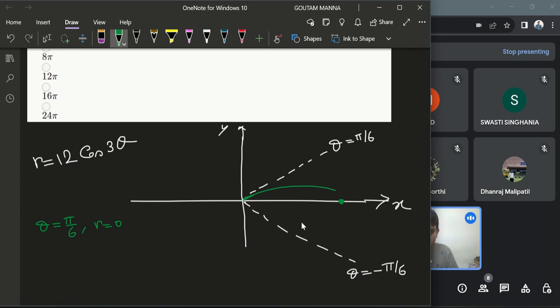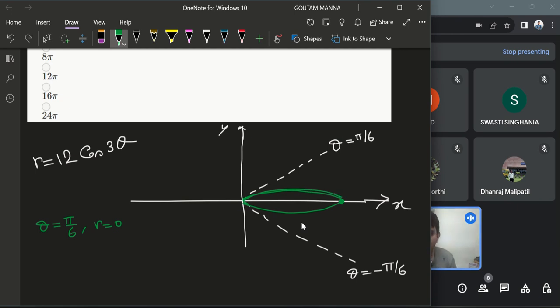So it will go to 12 as theta equals 0, right? And now it will again come back as theta goes negative, and at minus pi by 6 it will again go to 0. This is one leaf, and we need to find out the area of this leaf.